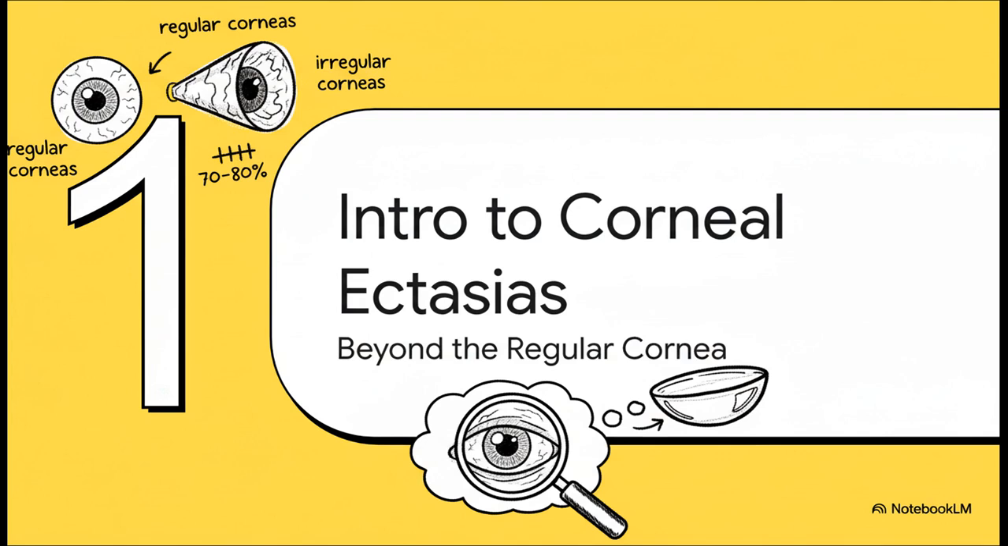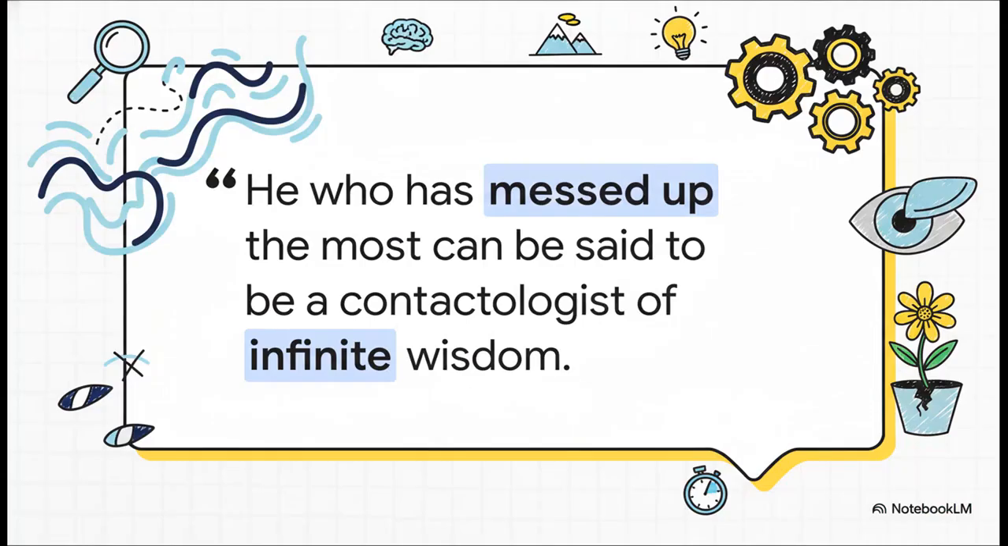So let's just set the stage here. You know, the vast majority of our patients, maybe 70–80%, come in with regular corneas. Those are pretty easy to manage with conventional lenses. But then there's this other significant group, the ones with irregular corneas. These patients require a completely different, much more specialized approach, and that's exactly where we're going to focus today.